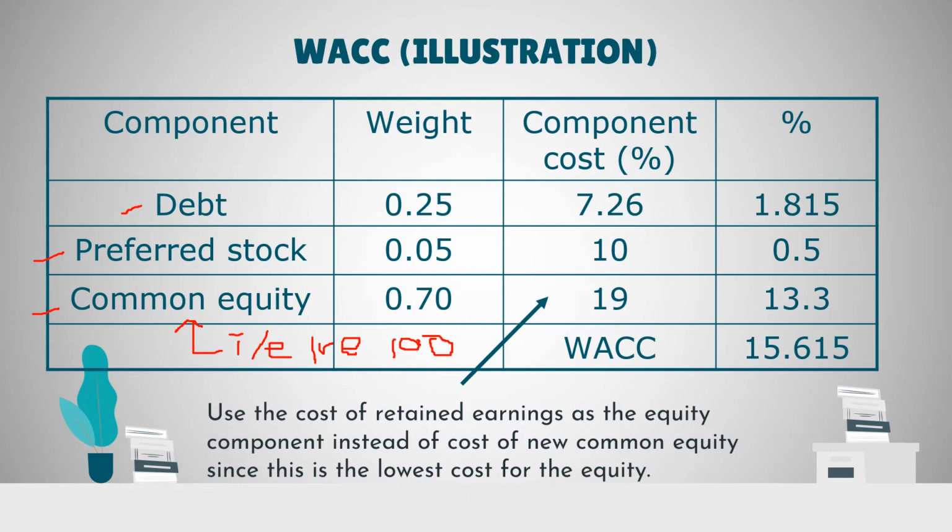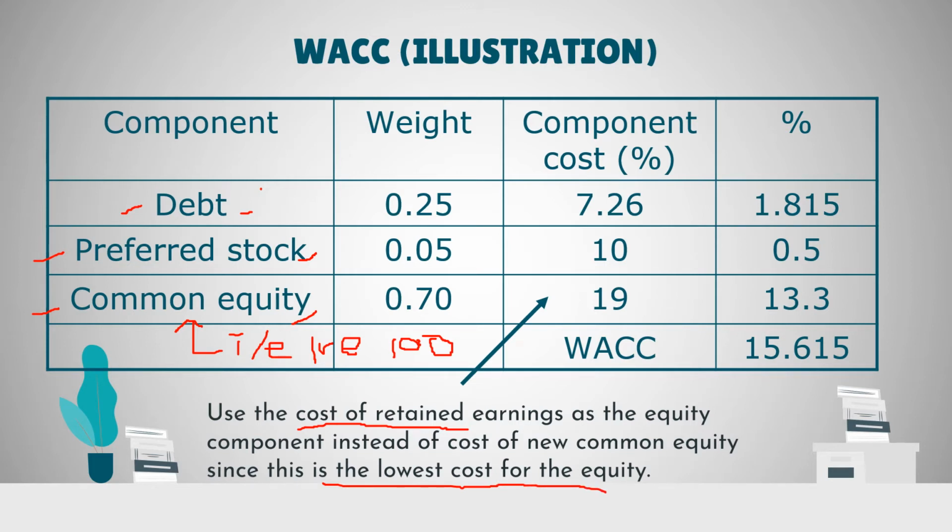And the cost component 7.26, 10 and 19. Macam mana kita kira this one? They will give in the questions. Ataupun kita kena kira lah. Selalunya after this, I will try to explain to you, dia ada formula how we want to calculate the cost of debt, the preference stock, and the common equity. So this one based on the formula, they use the cost of retained earnings as the equity component instead of cost of new common equity, since this is the lowest cost for the equity.